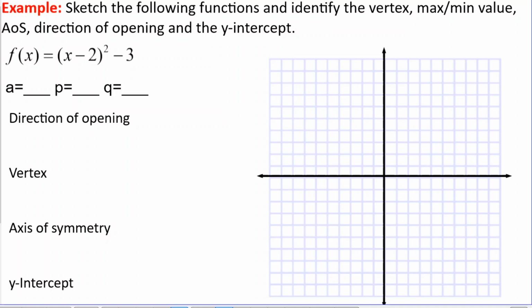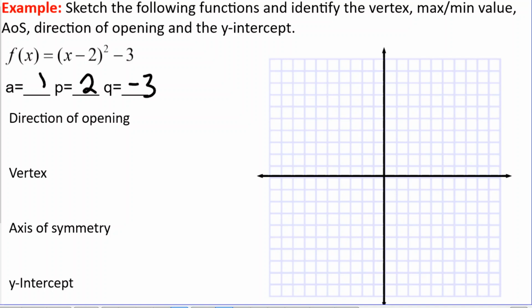Vertex form tells us a lot of those main points already, so that we can sketch this much easier. The first step is always pulling out your A, P, and Q though. So just like we did on the last one, A, that coefficient out front, we don't see anything there, so it's a 1. P, we flip the sign on the inside, it's going to be a positive 2. Q, we take the constant, it's a negative 3.